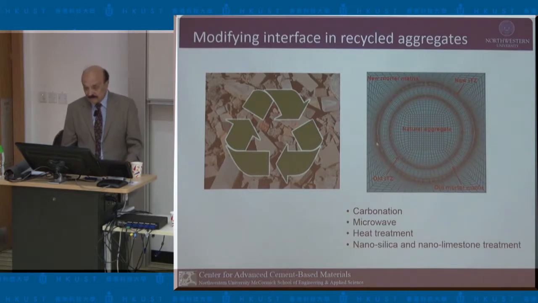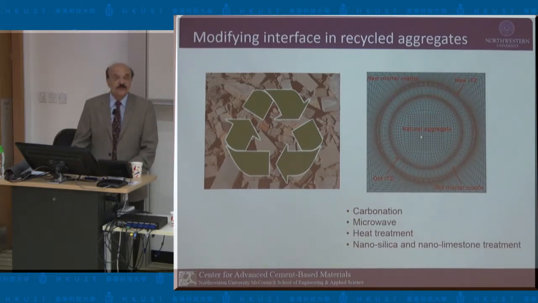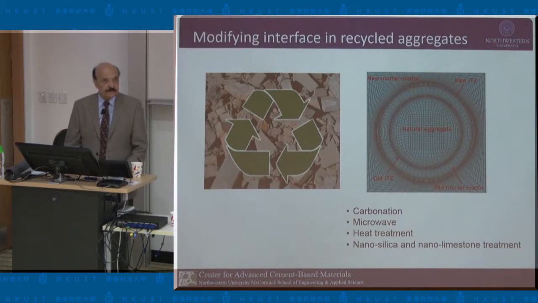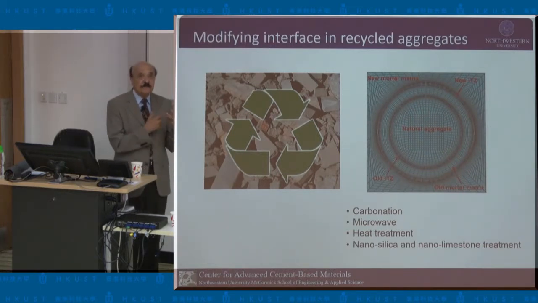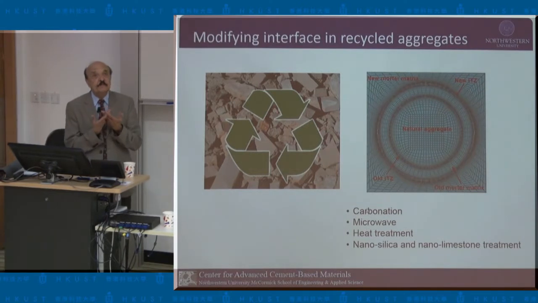But what happens is that recycled aggregate has two interfaces. You have a natural aggregate and the old mortar, and that's one interface. And then when you cast it, you have a new mortar, another interface. This interface is weak. This is why the strength is lower. So people are asking, can we modify?